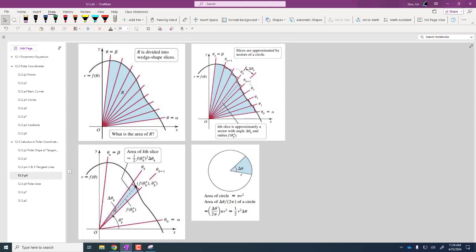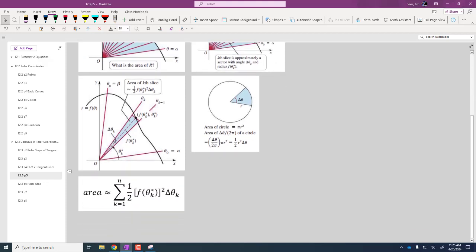So long story short, we're going to use Riemann sums, and each one of these polar regions can be approximated by a circular sector. Everyone see that? These are circular sectors. These are polar regions. These polar regions are approximated by circular sectors. As delta theta gets compressed closer and closer to 0, the polar region is approximated by the circular sector better and better. So same Riemann sum idea.